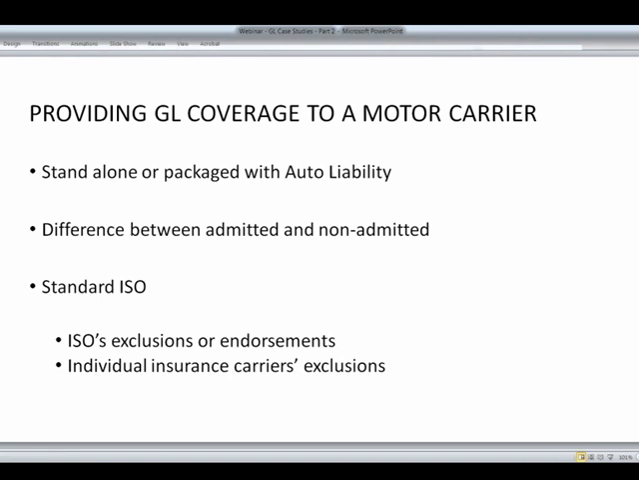So the difference between non-admitted and admitted paper is only what forms you have, and whether there are standard ISO forms or special endorsements by individual carriers, and do those endorsements lead to other limitations of coverages or additional coverages. Also, how they approach the audit situation.